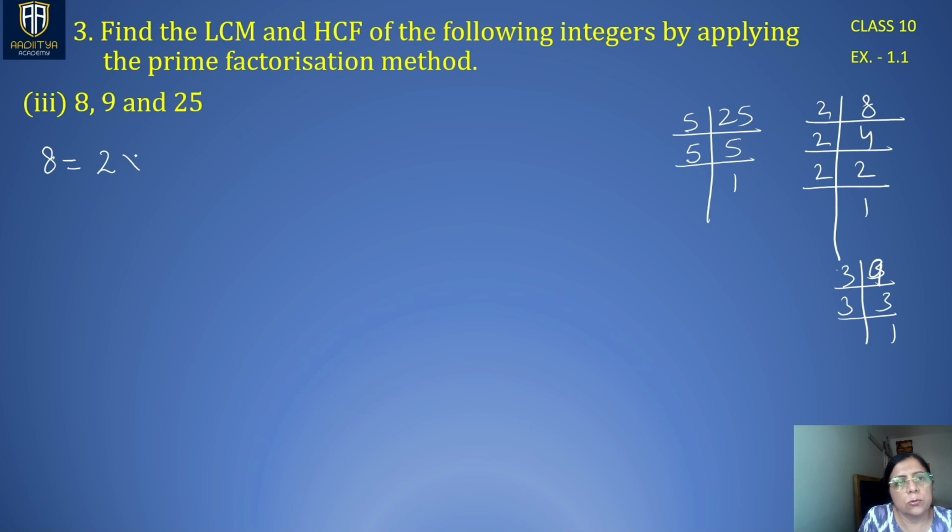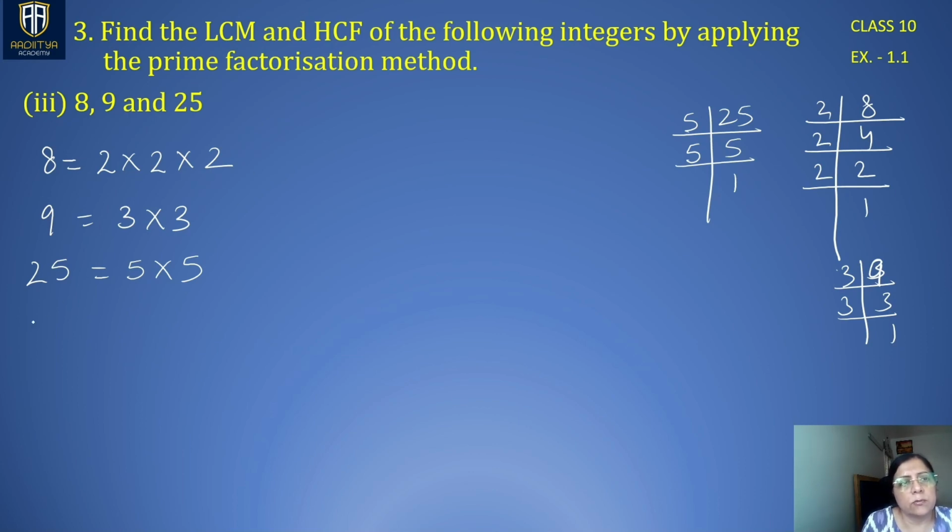So we write the prime factorization of these numbers. 8 is 2 times 2 times 2. Then 9 is 3 times 3. And 25 is 5 times 5. Okay, now you can see that there is no number which is common to all the three numbers.